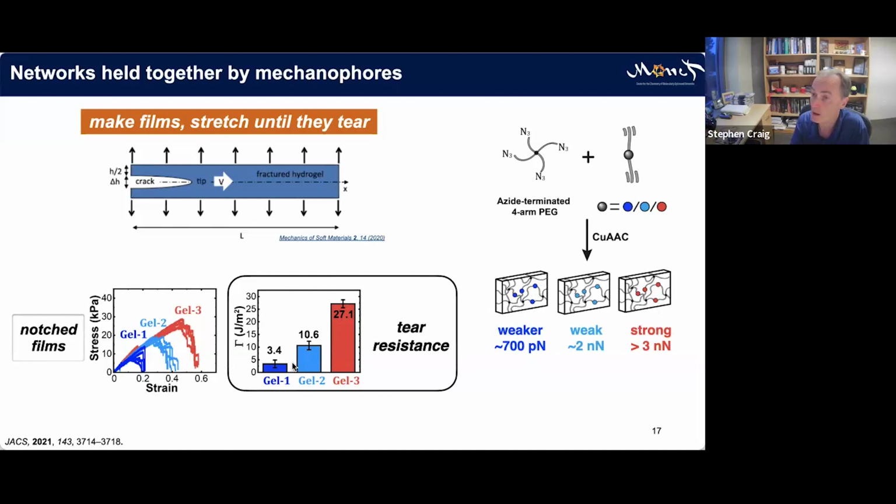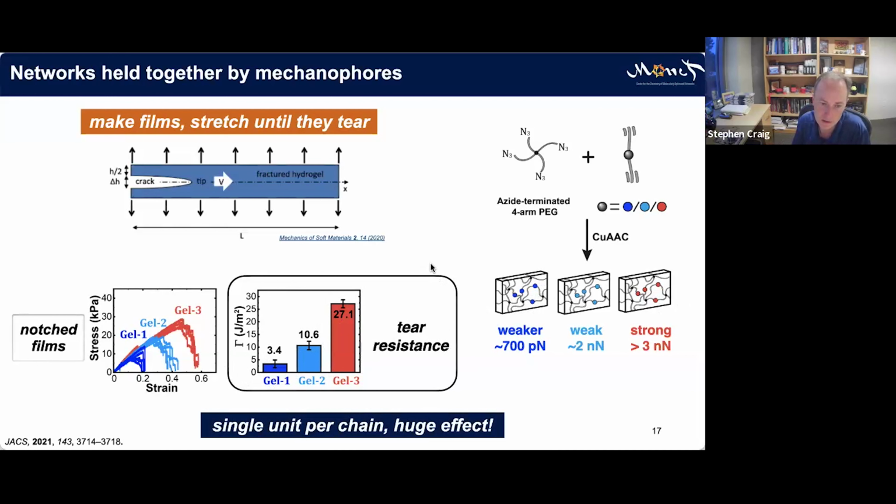And you can actually quantify this in terms of an energy per area required for the tearing. And what you see is that changing the reactivity here from most reactive to least reactive gives you about an order of magnitude difference in the tear resistance in these materials. So that's a pretty large effect.